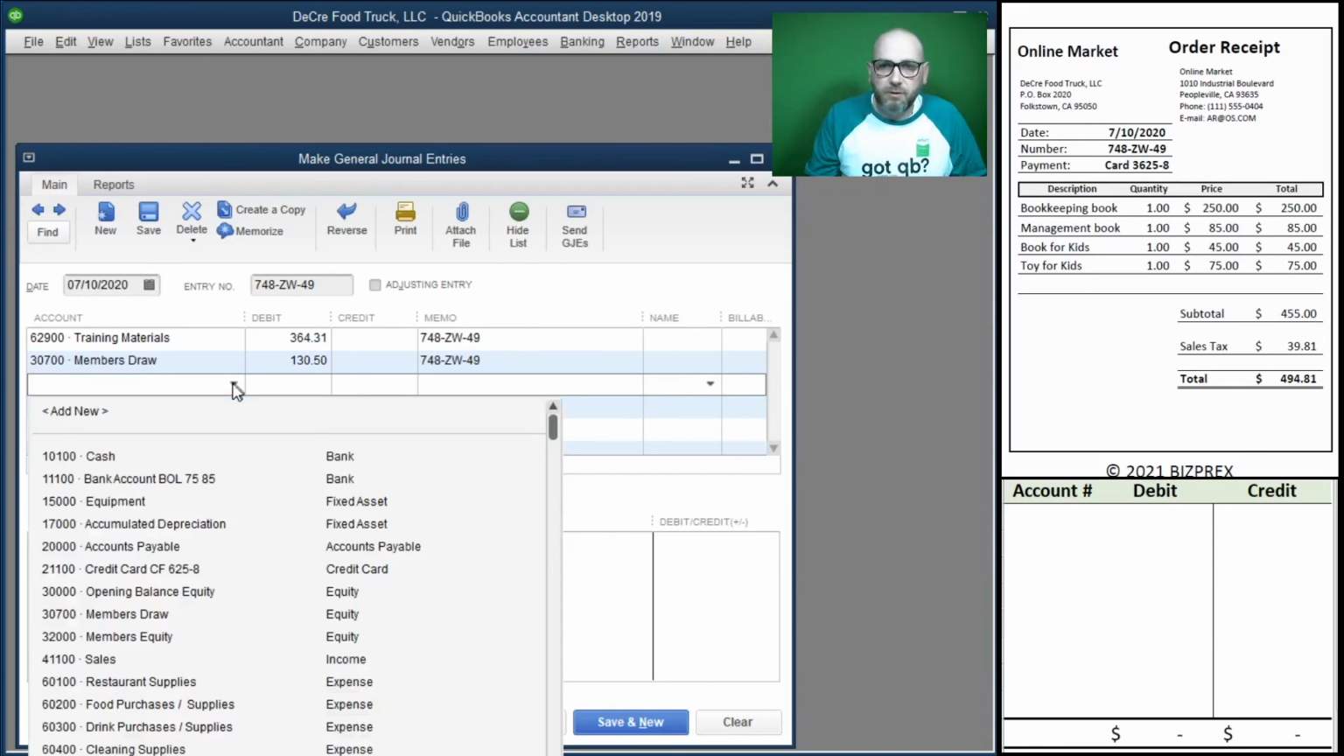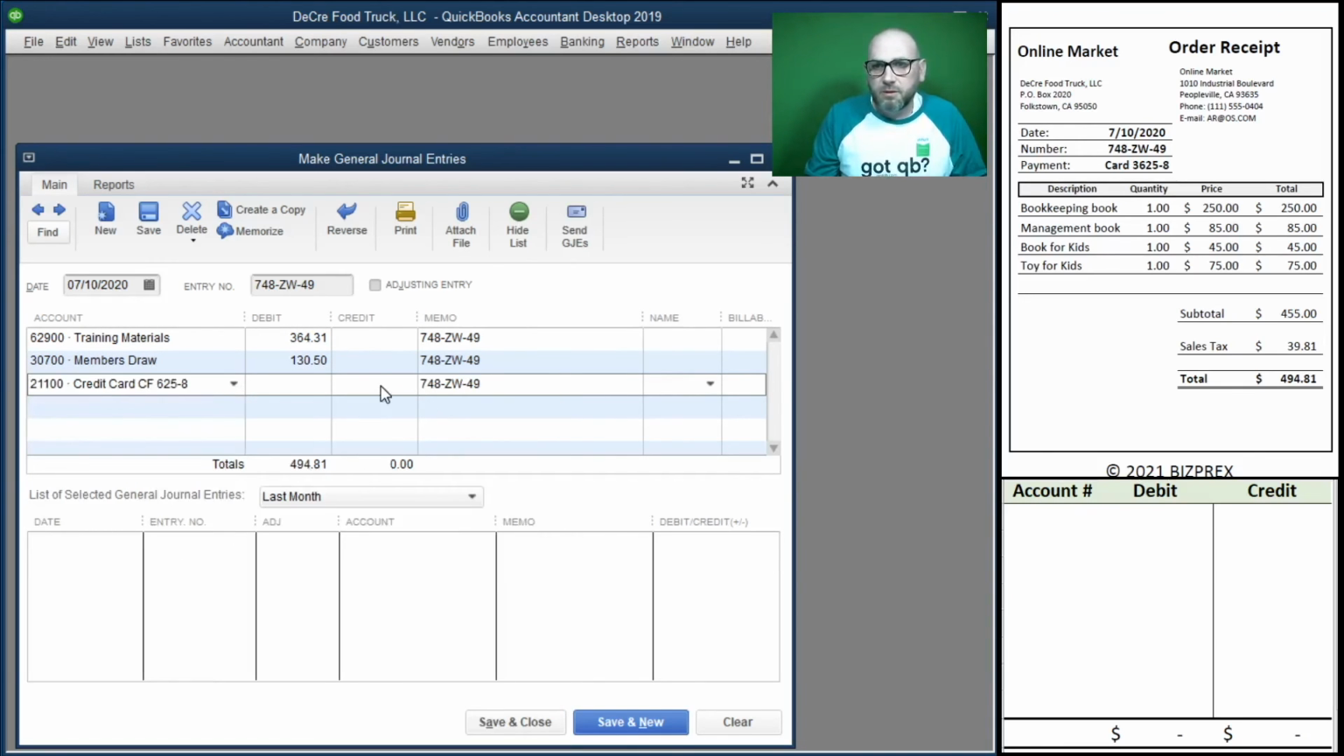What else happened? Well, we used our credit card, right? So our credit card balance went up. And here we are, we're in balance. So what's happening again? Expenses going up. We just created this account, training materials. We got some books. Right, management books, that's our training materials, 62,900, we just created that.